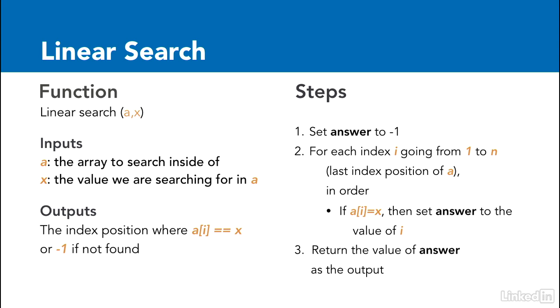And then moving on to step 2, we are moving and iterating all the way through n. That is for each index I going from 1 to n, which is the last index position of A. I will keep getting incremented, and if during the loop we come across what we're searching for, we assign the value to the variable answer. If not, we return -1. Let's go on and write some code to implement this.